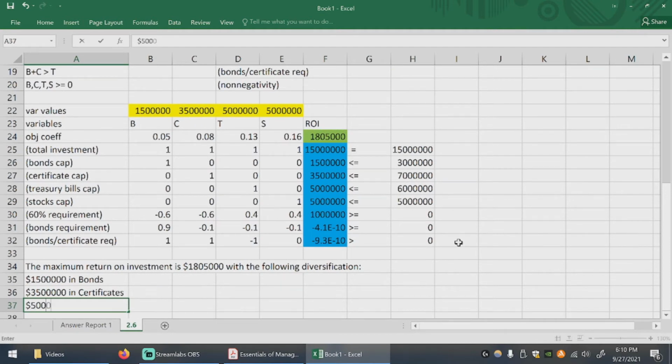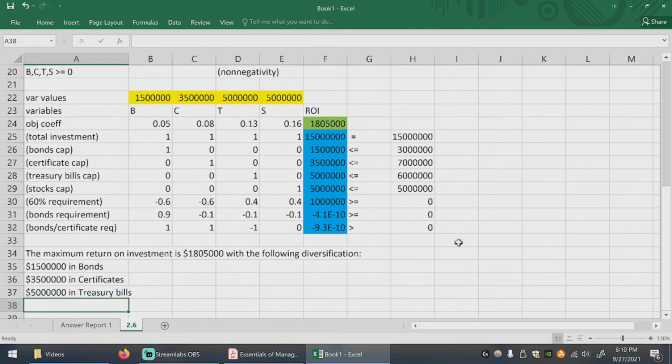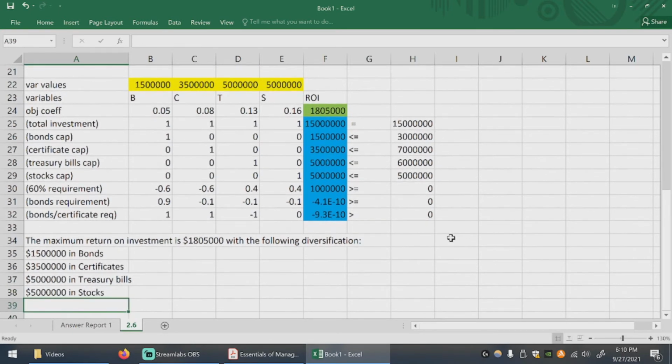5 million in treasury bills. Last one, also 5 million, in stocks. I can then check. Let's look at these constraints. I know this is a binding one.